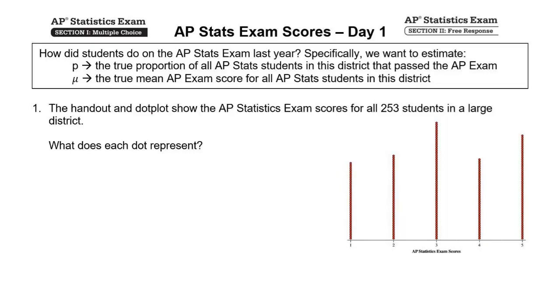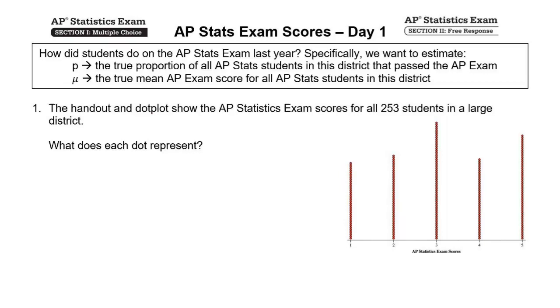So chapter 7, we're going to look at this scenario right here for today and tomorrow as we start talking about what's known as a sampling distribution. How did students do on the AP Stats exam last year? Specifically, we want to estimate P, the true proportion of all AP Stats students in this district that passed the AP exam, and mu, the true mean AP exam score for all AP Stats students in this district.